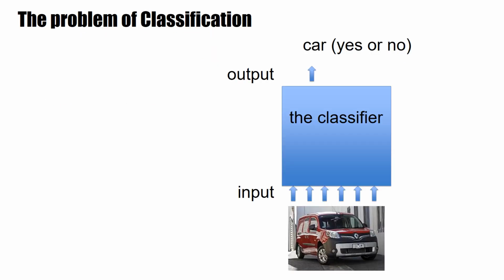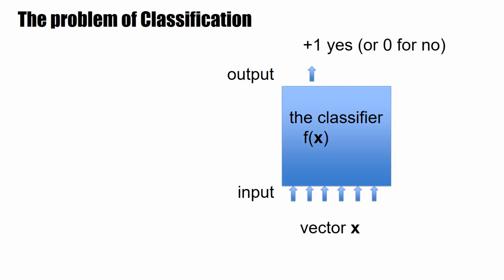So we have an input, for example, some image, which goes into a classifier. That could be a neural network, that could be something else. And then we want the classification. And for the moment, it's just binary. Either it's a car, yes or no. Just a single output, yes or no.